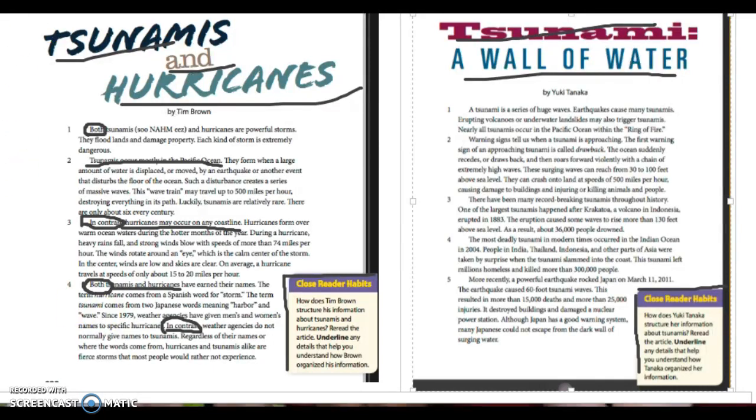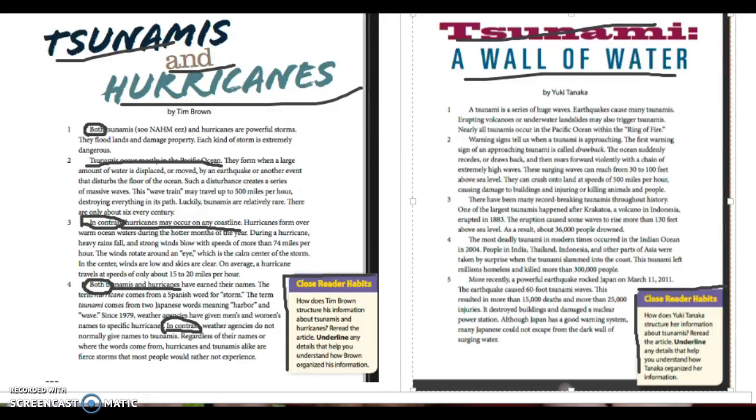300,000 people. Recently, a powerful earthquake rocked Japan on March 11, 2011. The earthquake caused 60-foot tsunami waves. This resulted in more than 15,000 deaths and more than 25,000 injuries. It destroyed buildings and damaged a nuclear power station. Although Japan has good warning systems, many Japanese could not escape from the dark wall of surging water.